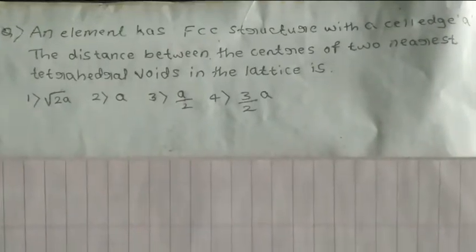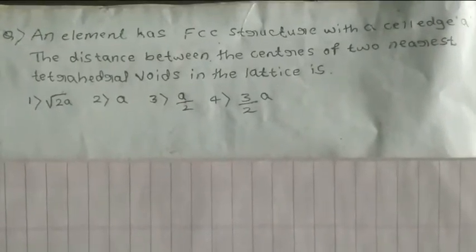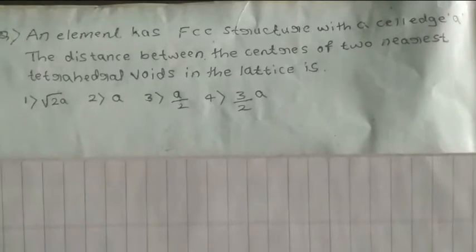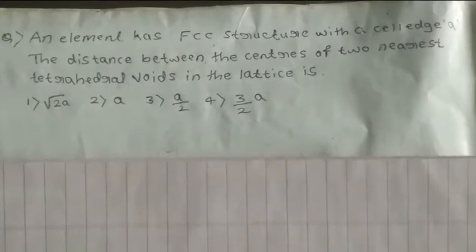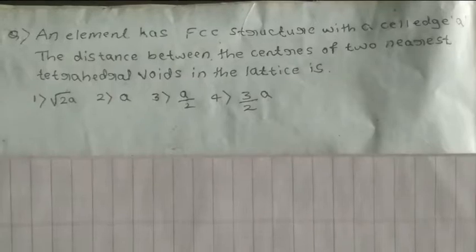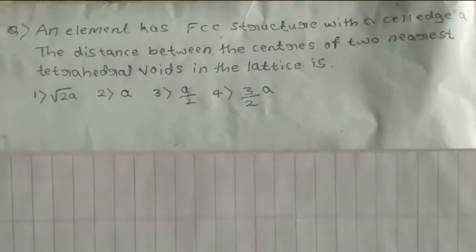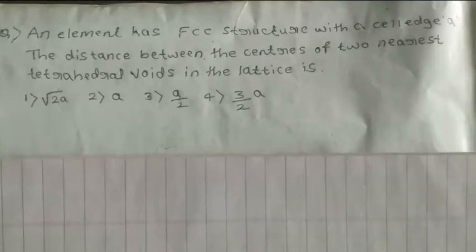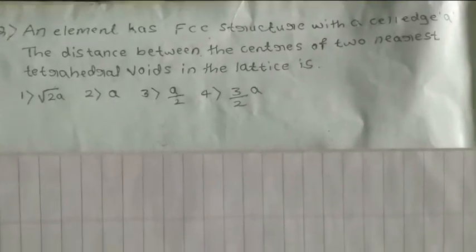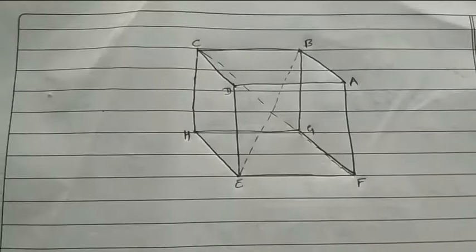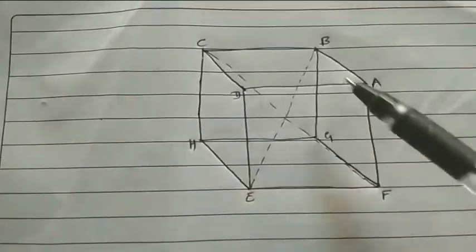An element has FCC structure with cell edge a. The distance between the centers of two nearest tetrahedral voids in the lattice. If you know the position of the tetrahedral voids in FCC, then this question is easy to solve. Consider it is a cube.